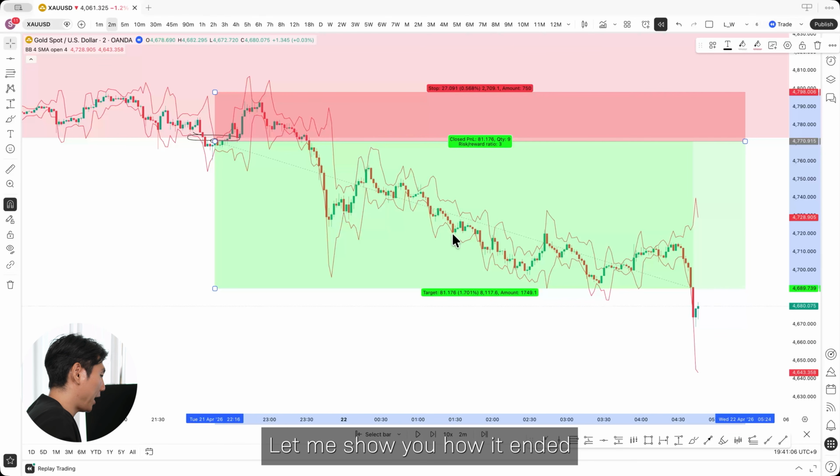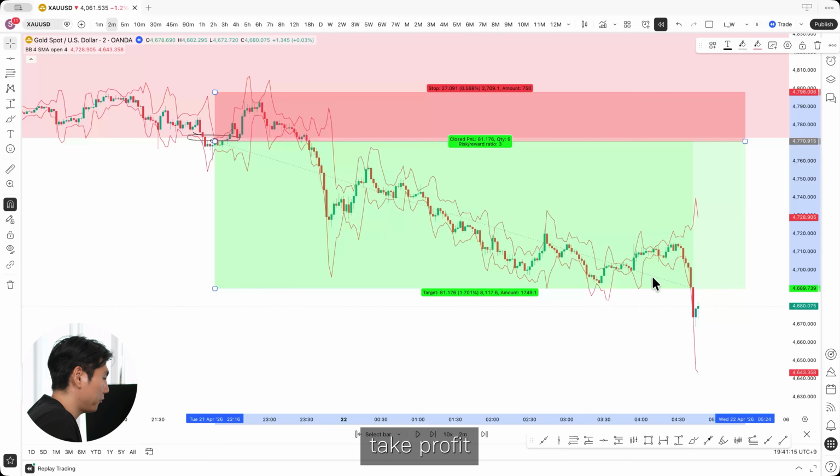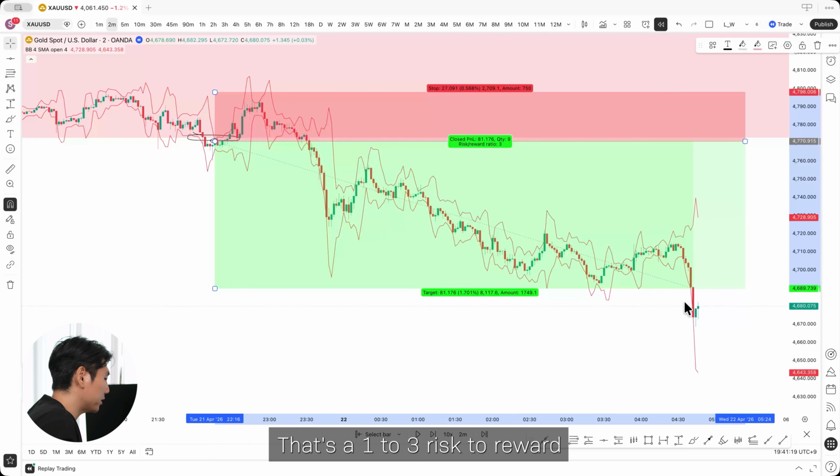Let me show you how it ended. Price kept trending down all the way to the US session close. 27-point stop, 81-point take profit. That's a 1 to 3 risk to reward.